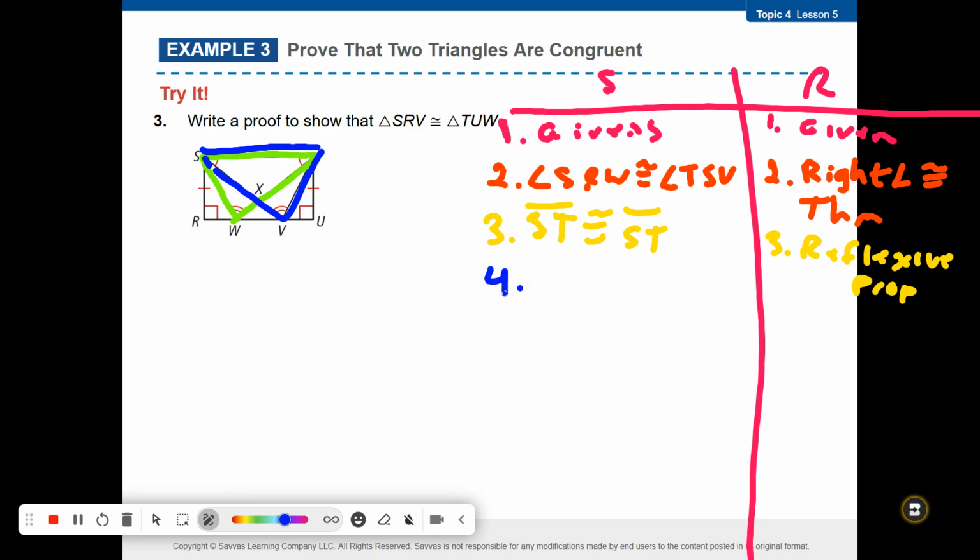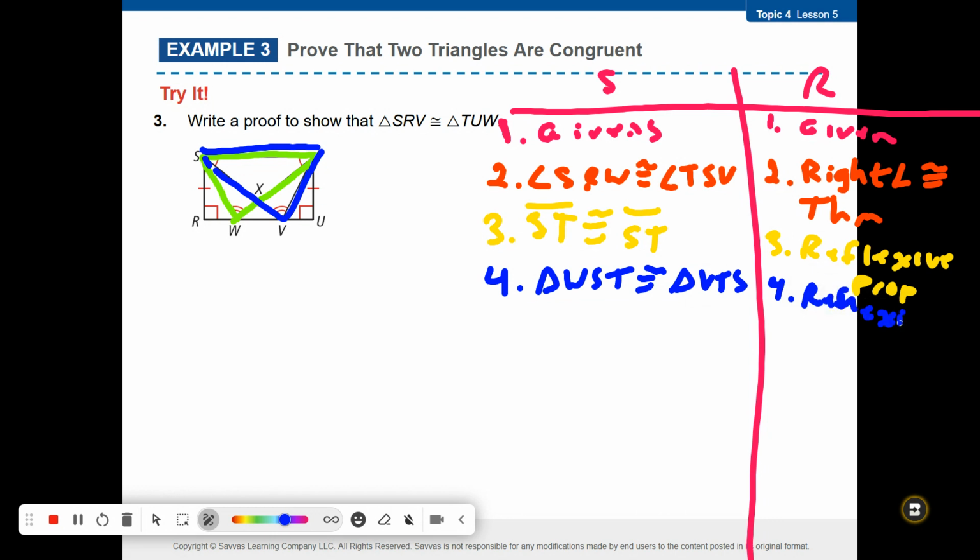So part 4 is going to be that triangle WST is congruent to triangle VTS. And that's going to be by a reflexive property.